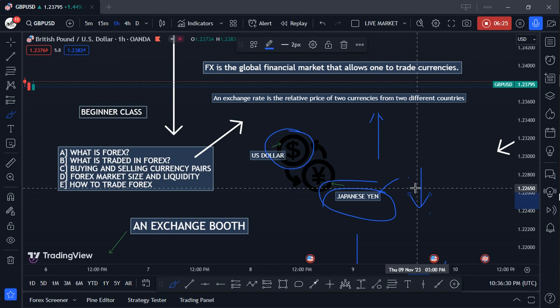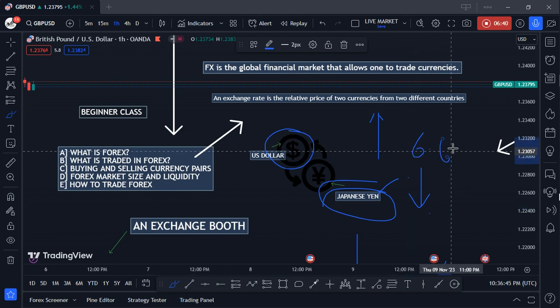Compared to the measly, let me say measly, 200 billion per day volume of the New York exchange, the foreign exchange market looks absolutely big, with about 6.6 trillion a day volume. So it's the largest financial market in the world.